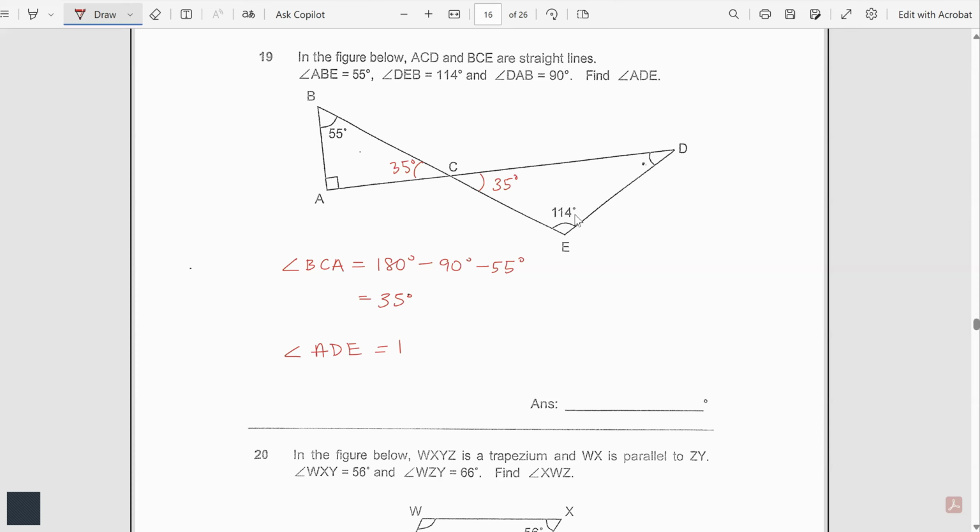Okay, so 180 minus 114 minus 35. And you'll end up with 31 degrees.